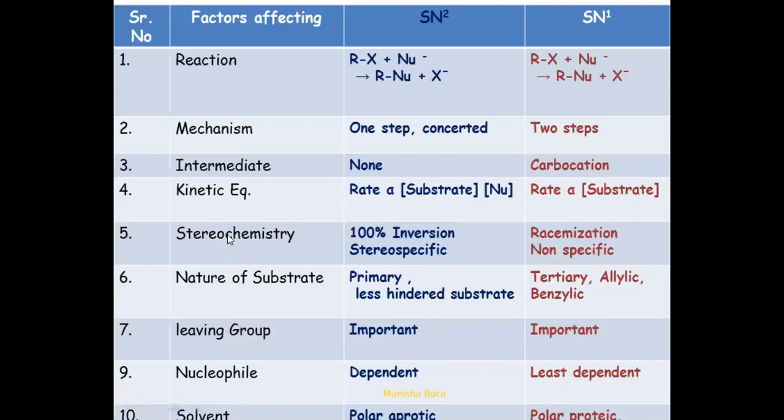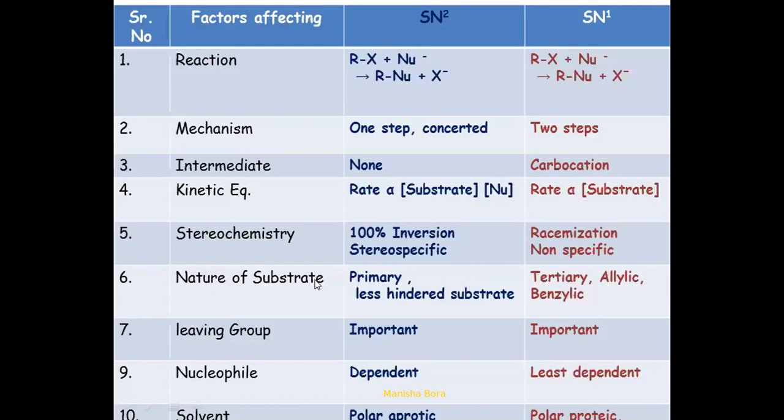If we talk about stereochemistry, SN2 will always be with 100% inversion of configuration, and therefore such a reaction is called a stereospecific reaction, whereas SN1 will always end up with racemization. It is a non-stereospecific reaction. Now, the percentage of the two, that is with retention and with inversion, depends upon various factors. So the product may or may not be optically active in case of SN1, but in SN2, the product will always be optically active.